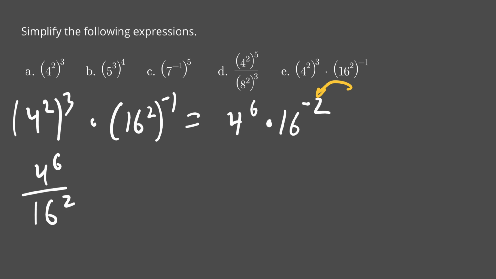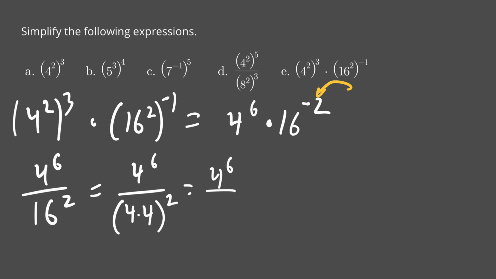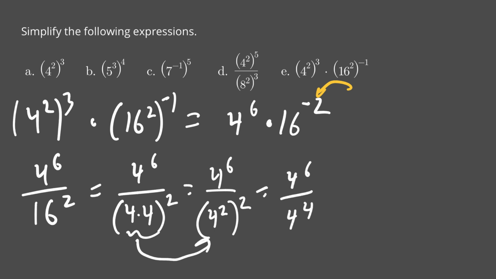Now let's rewrite this so that the bases match. We have 4 to the power of 6 all over 4 times 4, which is 16, to the power of 2. Again, this is 4 to the power of 6 over 4 squared to the power of 2. All we did was simplify 16 as 4 squared and 4 times 4. Multiplying those exponents out, again, we get 4 to the power of 6 over 4 to the power of 4.